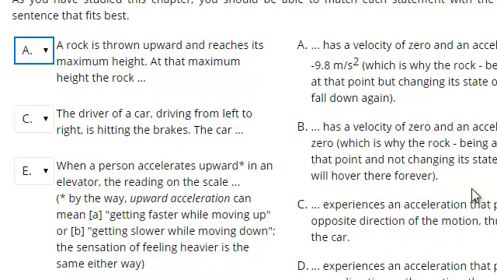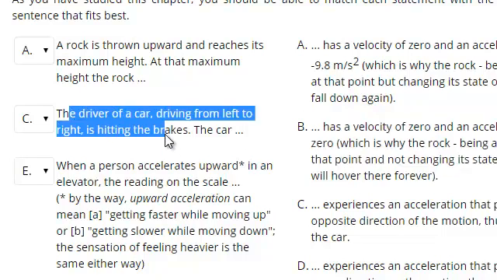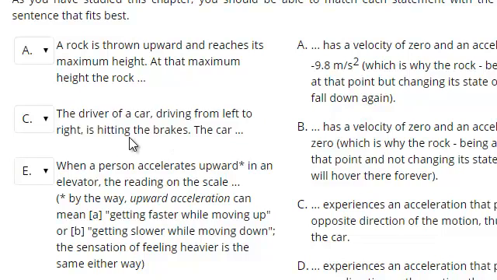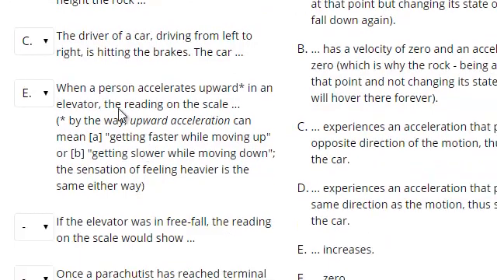Then here, this is the wrong statement that I posted right here, so don't apply this one. And then the driver of a car driving from left to right is hitting the brakes. Left to right means imagine a picture or video. So driving left to right, hitting the brakes, that means the driver has an acceleration that points in the opposite direction of the motion, therefore slowing the car down. When a person accelerates upward in an elevator, the reading on the scale would increase, and you have felt that kind of sensation.